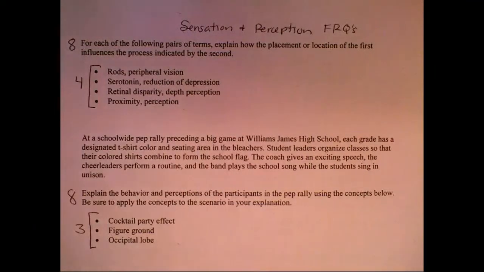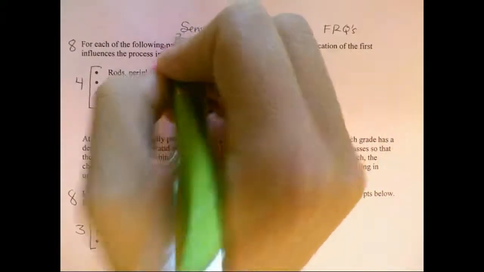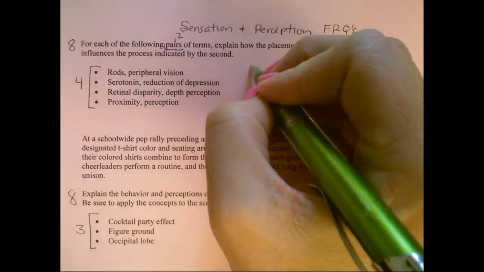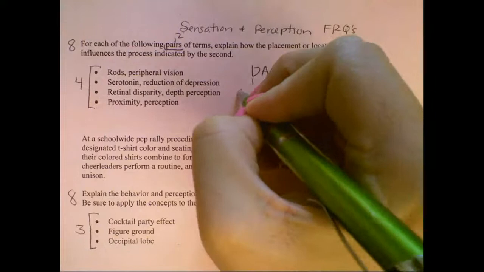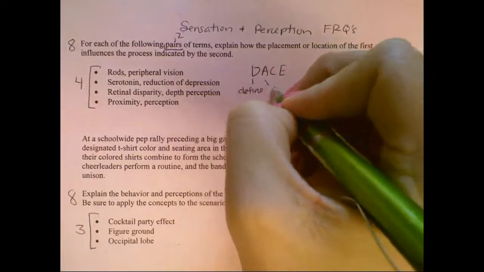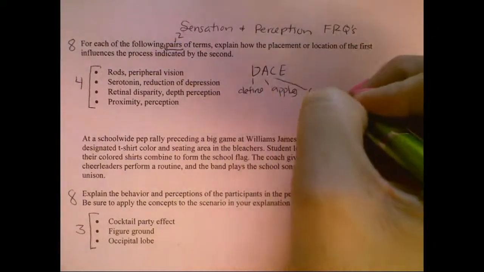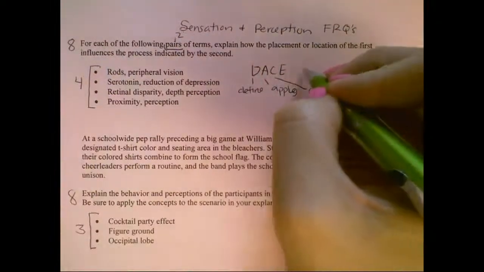Okay, so in the first prompt, we're going to focus on this first one where it's looking at the pair of terms. So looking at 2 terms, and explain how the placement or location of the first influences the processes indicated by the second. So it's very important to take heed of the prompt. Remember, we talked about in class, we're going to DACE. I'm going to show you why in a second, but we're going to define and then apply. You're going to connect if necessary, if they asked you to, like in this one where it says to connect the first to the second, and then extend.